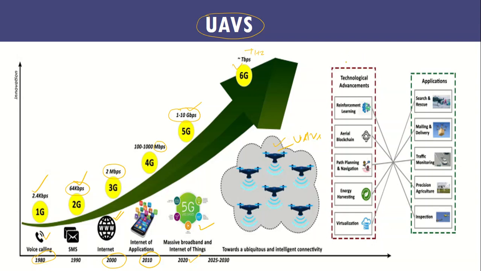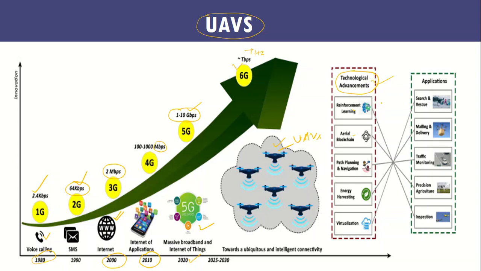These are some technological advancements in 6G. The first is reinforcement learning, then aerial blockchain, path planning and navigation, energy harvesting and virtualization. These five technological advancements are connected with applications: search and rescue, mail and delivery, traffic monitoring, precision agriculture, and inspections. All these applications are interconnected with the technological advancements with the help of neural networks, or we can say machine learning.